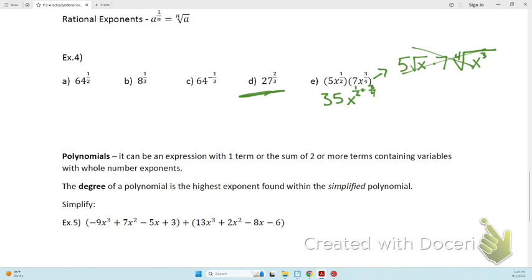So I do need a common denominator when I add those two. So let's multiply by 2 over 2 to give us a denominator of 4. And now we have 2/4 plus 3/4, which is 35x to the 5/4, which I am actually a-okay stopping with.